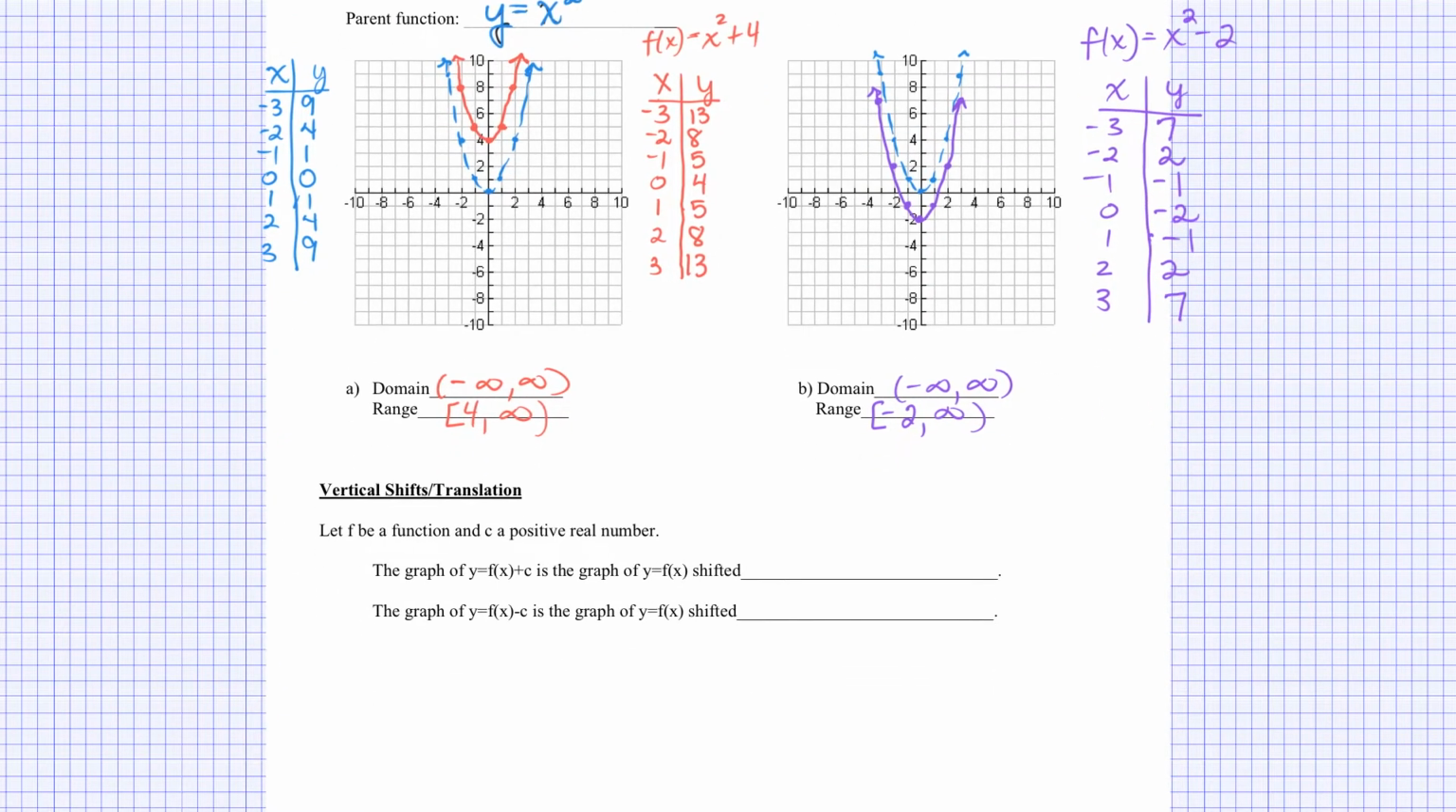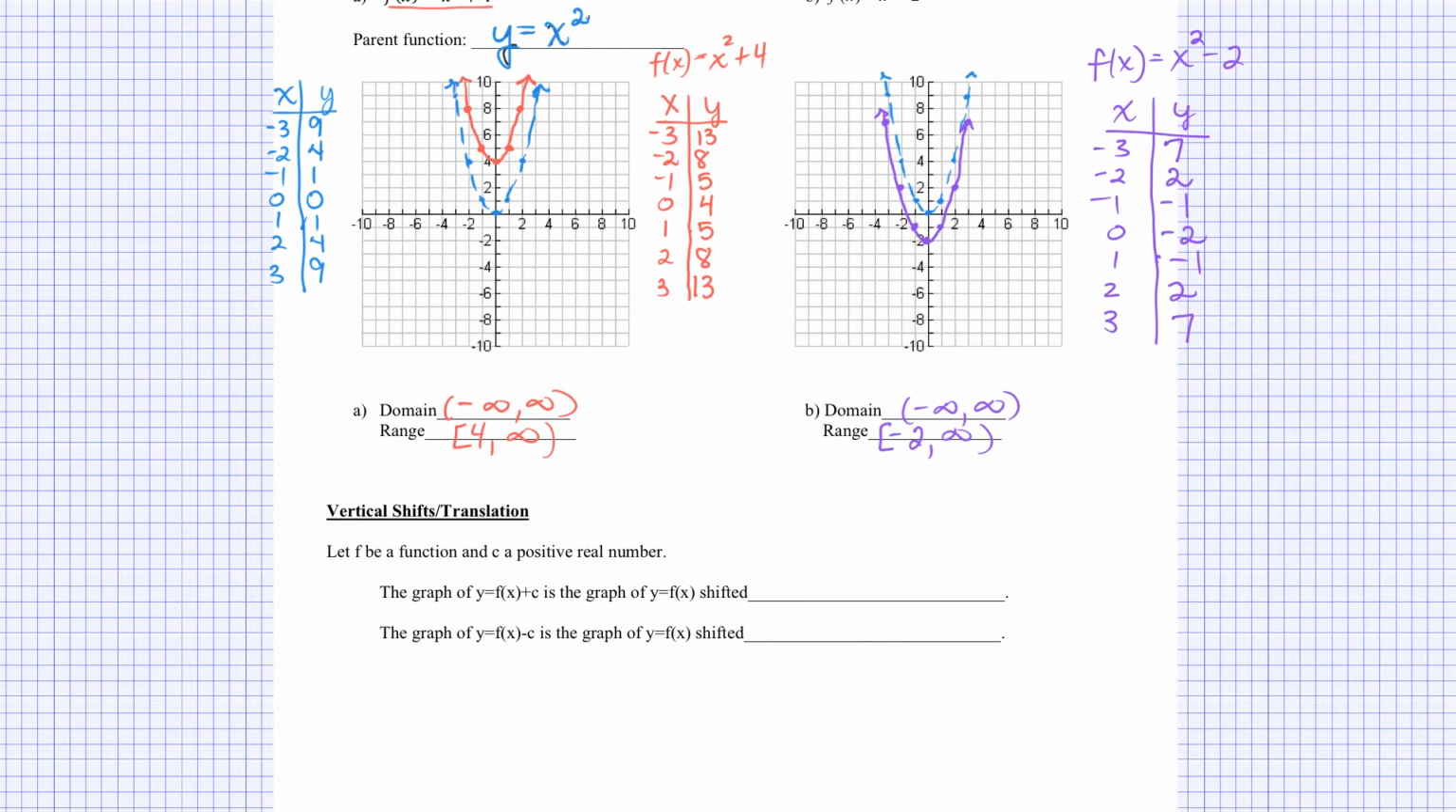So what can we take away from these two examples? We're looking at vertical shifts or translations, and if we let f be a function and c a positive real number, then the graph of y equals f of x plus c is a graph of y equals f of x shifted up c units. And the graph of y equals f of x minus c is a graph of y equals f of x shifted down c units.